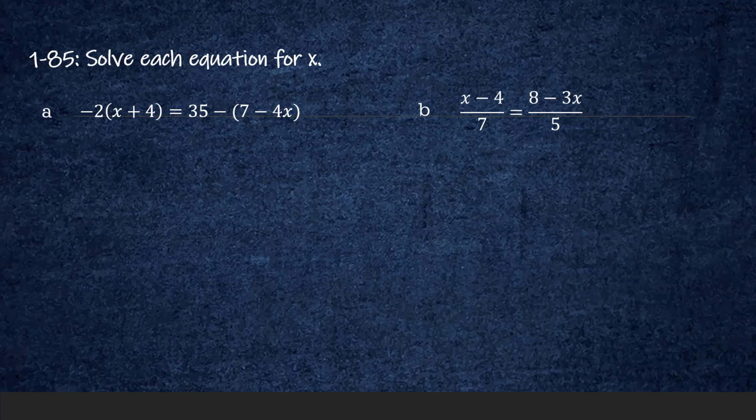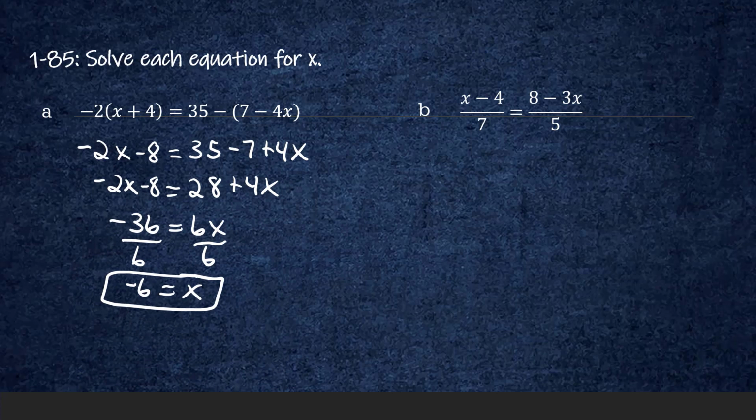Okay, this particular problem, 1-85, just says solve each equation for x. This is pretty straightforward basic algebra, but let's take a look at what we've done here and talk about potential mistakes. A potential mistake on this one is that you forget to distribute that negative to both. That's why you see a -7 and a plus 4x. So then it's just basic algebra all the way down to x equals -6. And that solves part A.